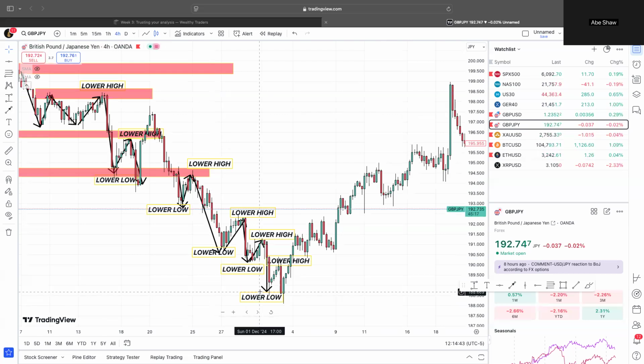And if you're ever feeling like the market is looking like it's about to reverse, I want you to draw an orange line, right?